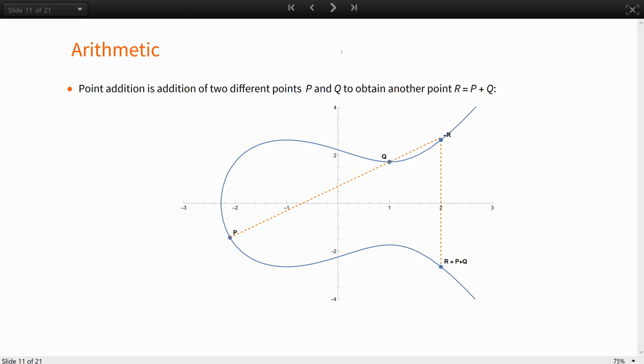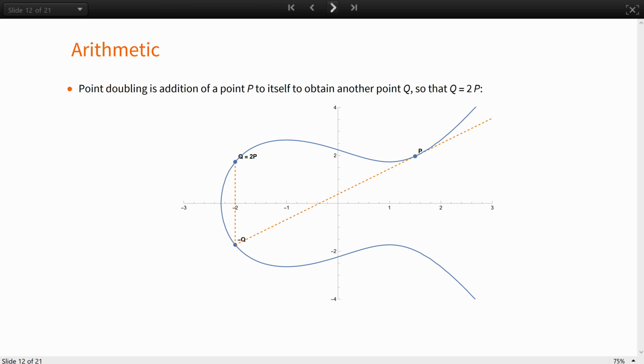Point addition is addition of two different points P and Q to obtain another point R equal to P plus Q under the group operation. The following plot illustrates the relative positions of points P, Q, and the resulting point R of their addition on the plane curve over real numbers. Point doubling is addition of a point P to itself to obtain another point Q, so that Q equals 2P. The following plot illustrates the relative position of the point P and the resulting point Q that is a double of P.